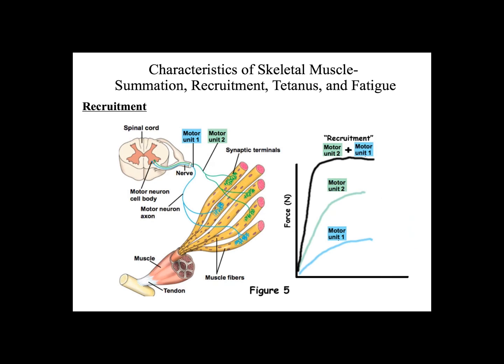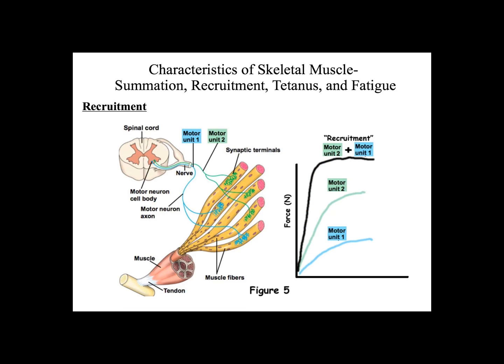So another way to look at this graphically is if we look at this illustration, we can see that motor unit number 1 innervates 2 muscle fibers. Motor unit number 2 innervates 3 muscle fibers. When motor unit number 1 is stimulated, it results in a particular force of contraction. When motor unit number 2 is stimulated, it too produces a certain force on a graph. But when we stimulate both motor unit number 1 and motor unit number 2, we get a larger force of contraction.